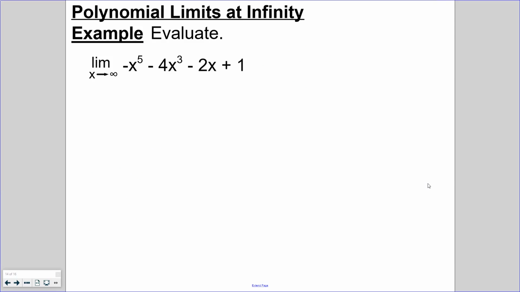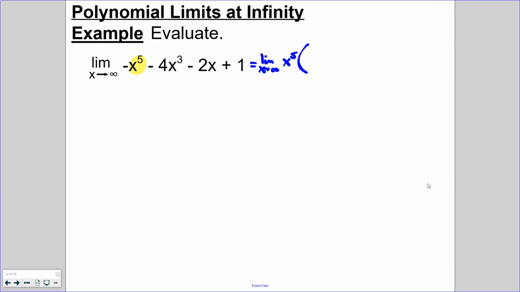All right, next up, we're taking a look at the limit as x approaches infinity of negative x to the fifth minus 4x cubed minus 2x plus 1. Again, we want to identify the term with the highest degree, which is x to the fifth, and we're going to factor that out. So this time we're going to have the limit as x approaches infinity of x to the fifth. I wrote to the fourth by accident, so let's correct that.